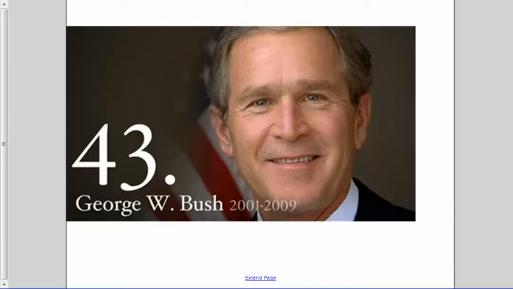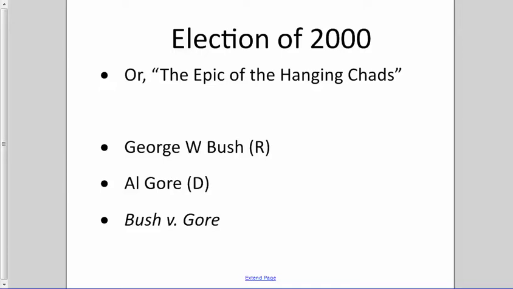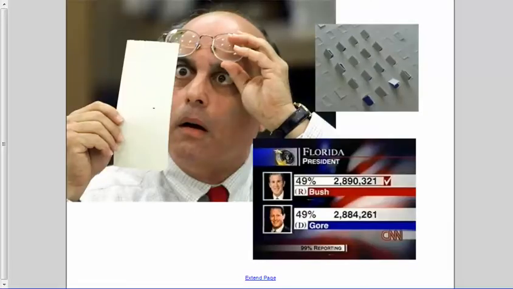Bush was our 43rd president. Remember, his dad was the 41st president. And let's look at how he became president, because this is actually one of the important things in that first year. The election of 2000. Clinton had served 92 to 96 and then 96 to 2000, and Clinton's vice president, Al Gore, ran against George W. Bush.